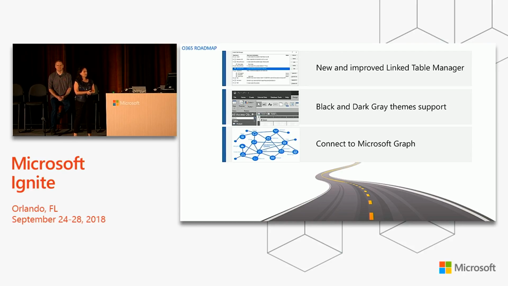The last one is connecting to Microsoft Graph. Over the past 2 years, our team has invested a lot in extending the already rich portfolio of data connectors in Access, and we've added 2 new connectors. Last year at Ignite, we talked about those: the connector to Dynamics 365 and the connector to Salesforce. These 2 connectors are available to enterprise customers only, so Office 365 Pro Plus. But this new connector, the Microsoft Graph connector, is available to everyone.